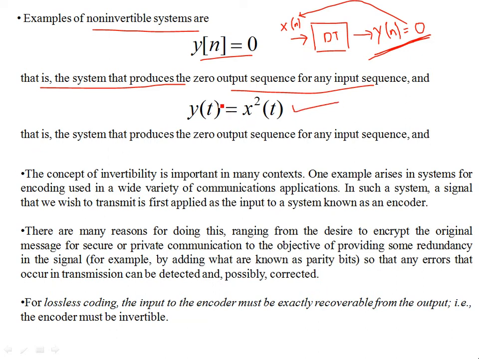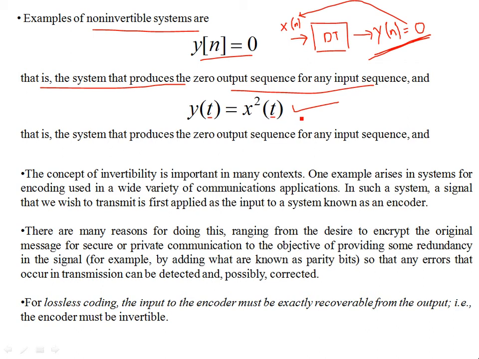If you look at this, this is again a system that does not require memory. To evaluate the output at the present time instant t, you just need to square the amplitude of the input at that instant. So it's again a memoryless system.